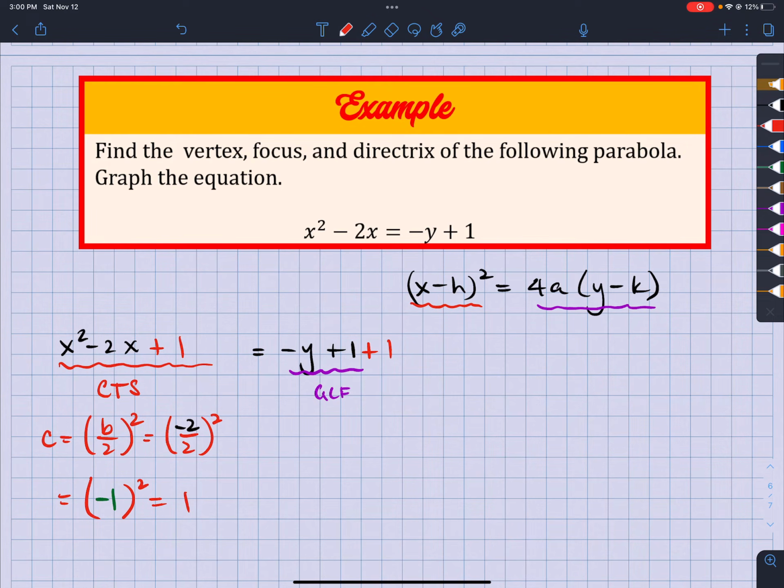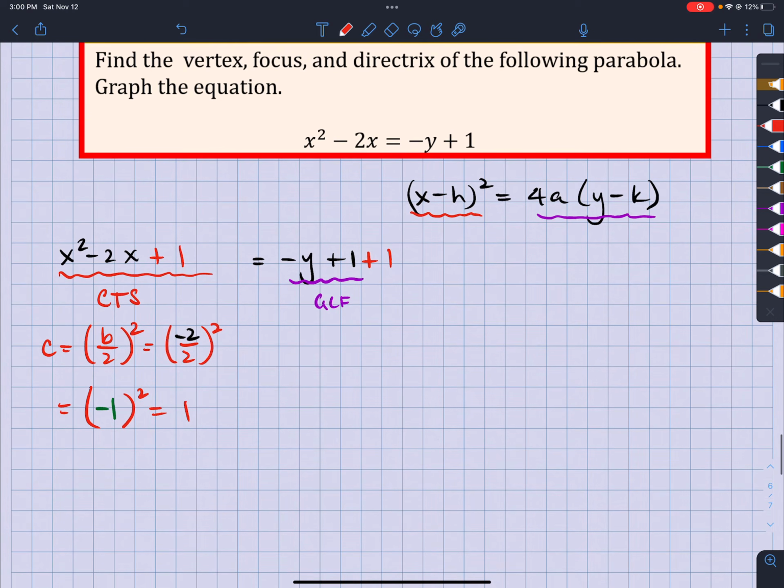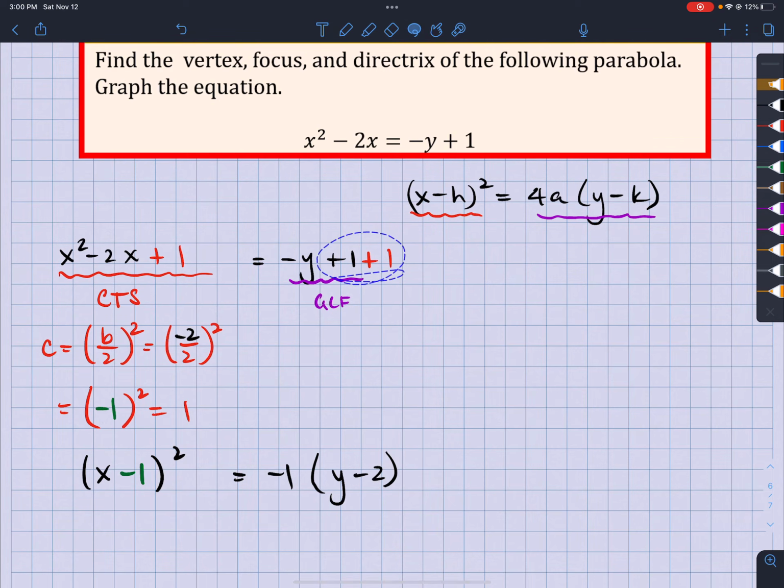Great. So now I got to factor this left side. When I factor this left side, I'm going to have (x minus 1) squared. Over on the right side, I'm going to pull a GCF of -1 out. So -1, and I'm going to have left (y minus 2), right? Because 1 plus 1 is 2, positive 2, and then if I pull out a -1, it becomes a -2. Great. So here is what I have here, right?